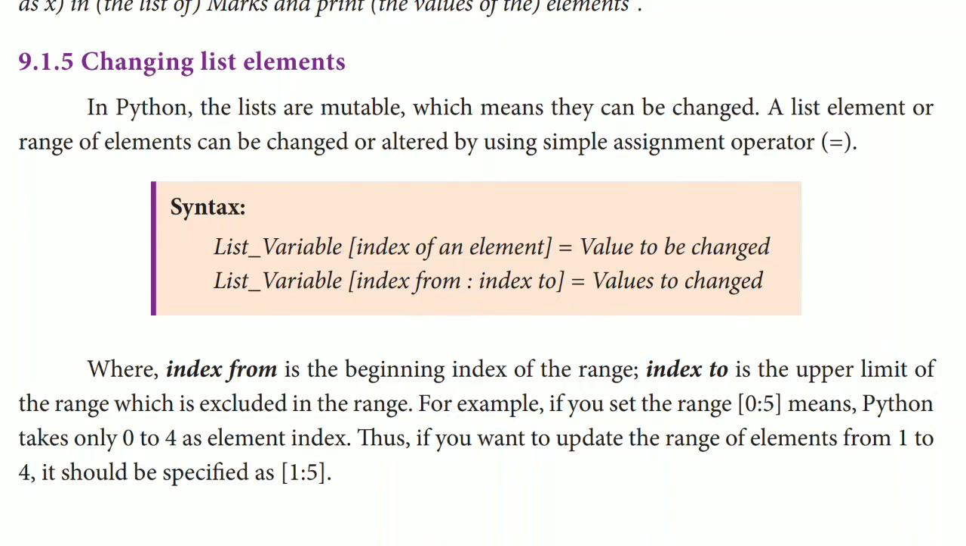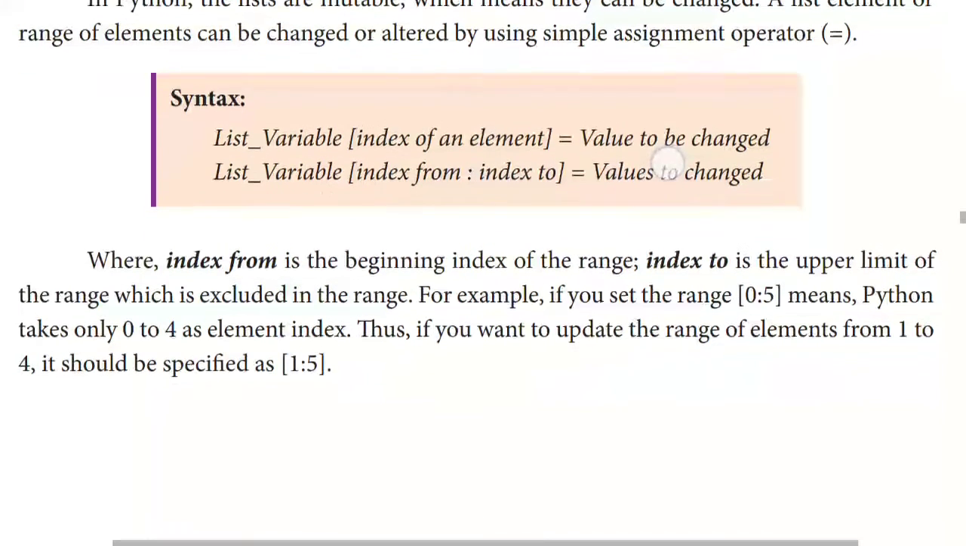In the next statement you can see that they have given some syntax. The list variable, which means the name of the list, and the index of the element you want to change, either positive indexing or negative indexing, then the equal to symbol, and then the altered or changed value. In the next statement you can see a range, index from and index to, either positive, like from 2 to 6, or negative index values from -1 to -6. This kind of process is known as changing list elements.